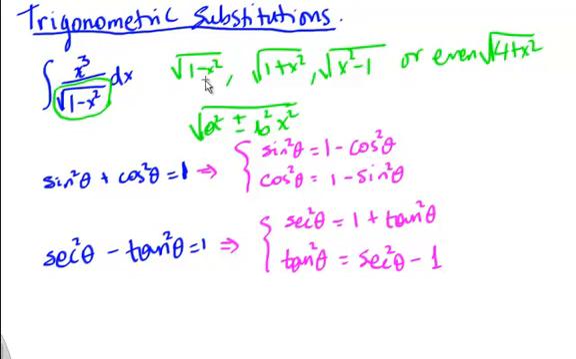And as you can see, 1 minus x squared breaks down to 1 minus cos squared theta, which becomes sine squared theta, and the square root of that becomes sine theta. That makes the trig substitution very useful in integrating expressions of this kind.